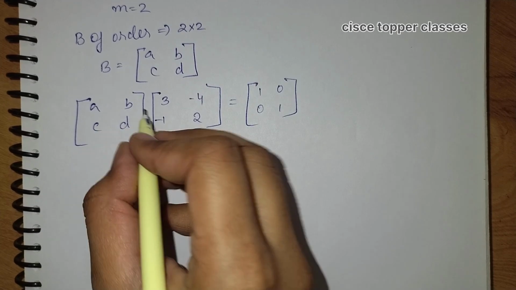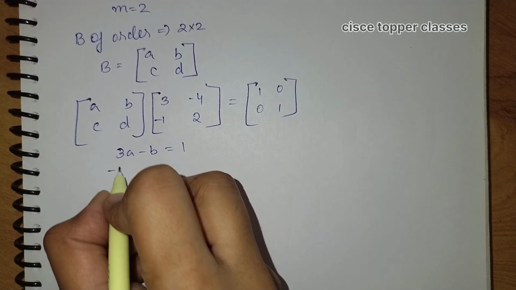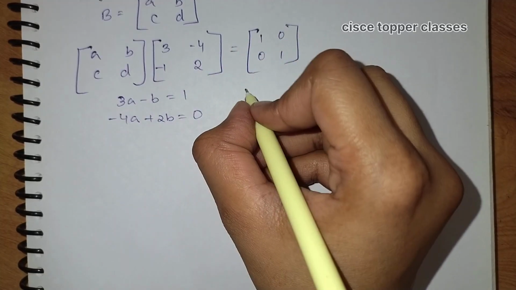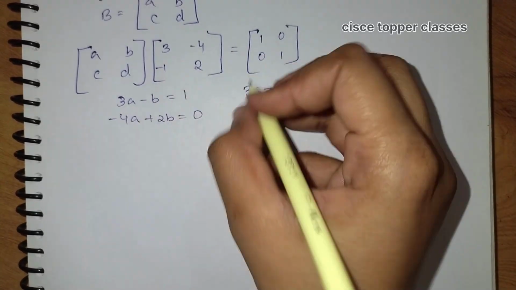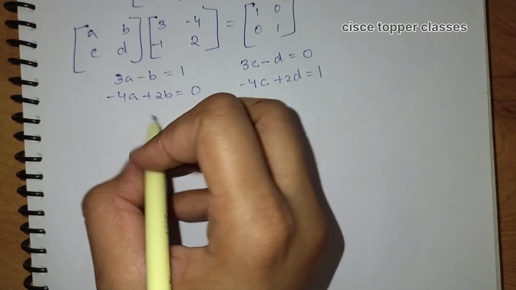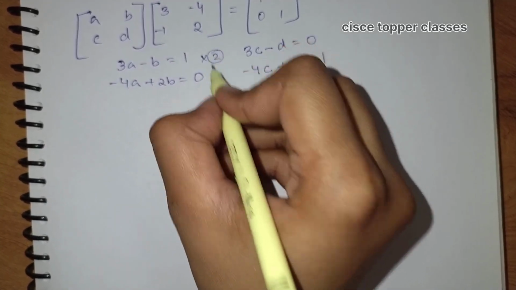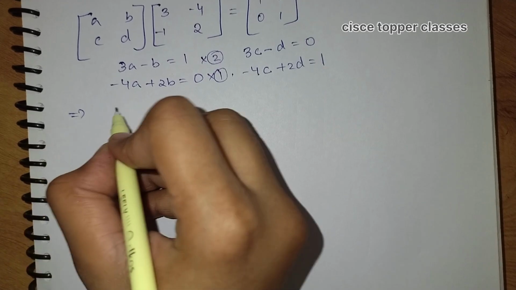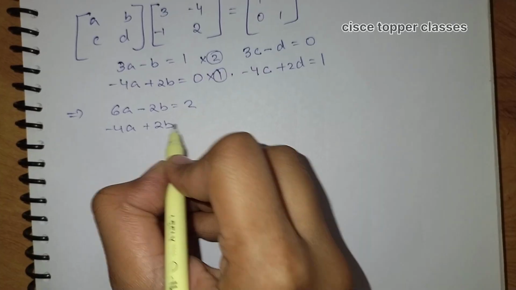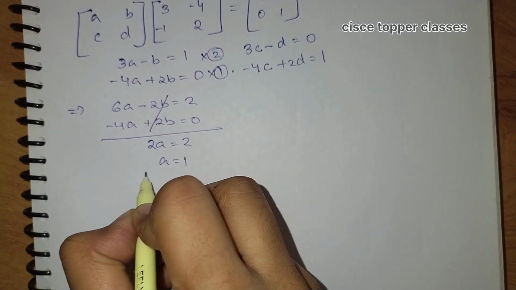Similarly, this will be 3a minus b equal to 1, and this will be minus 4a plus 2b equal to 0. Again here also 3c minus d equal to 0 and minus 4c plus 2d equal to 1. So simply here we can get, multiplying this equation with 2 and this with 1, we will get 6a minus 2b equal to 2 and minus 4a plus 2b equal to 0. This will cancel out, 6a minus 4a, 2a equal to 2, means a is equal to 1.